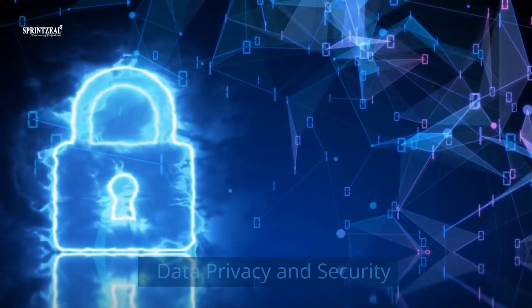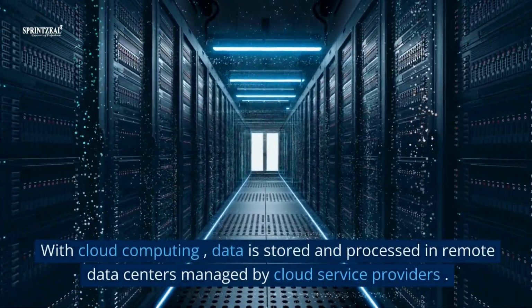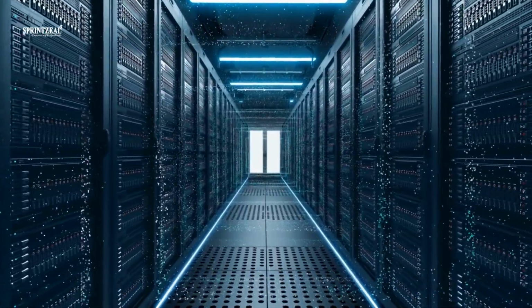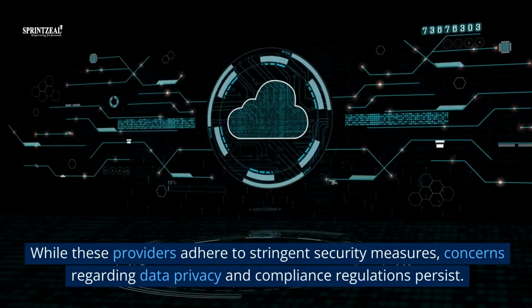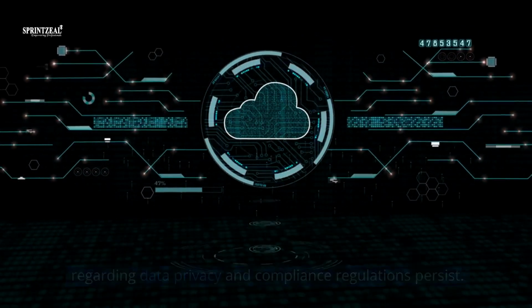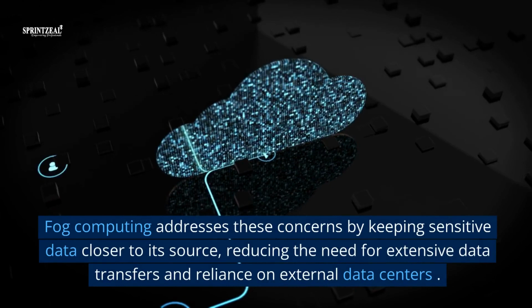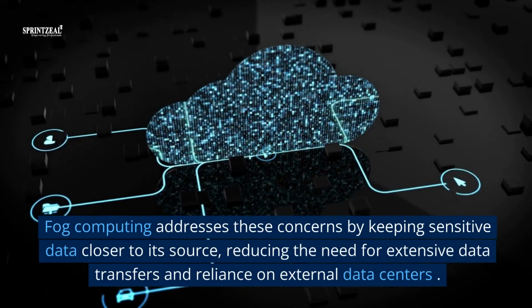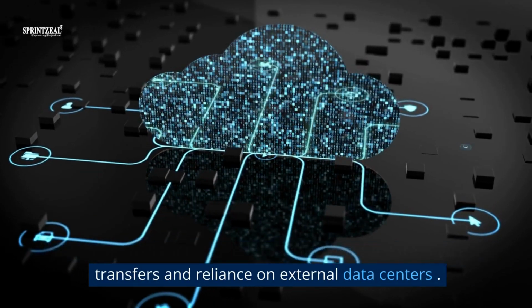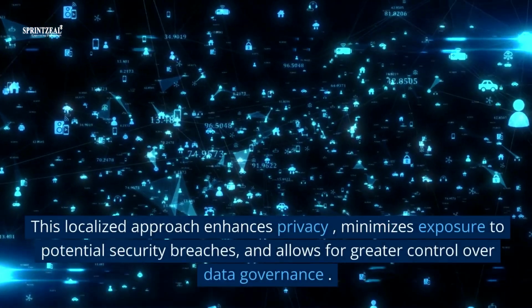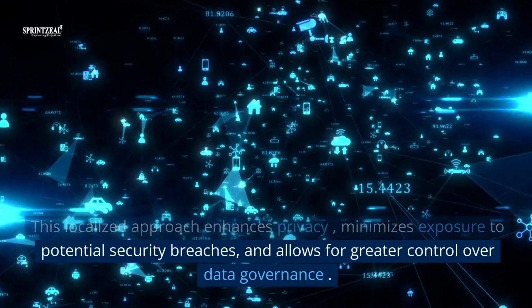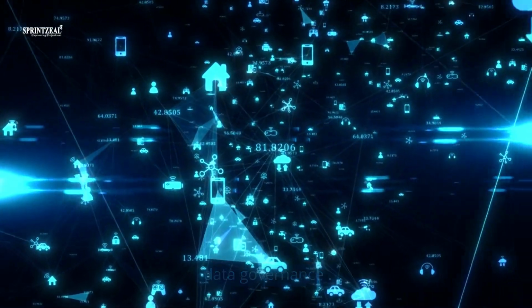Data privacy and security. With cloud computing, data is stored and processed in remote data centers managed by cloud service providers. While these providers adhere to stringent security measures, concerns regarding data privacy and compliance regulations persist. Fog computing addresses these concerns by keeping sensitive data closer to its source, reducing the need for extensive data transfers and reliance on external data centers. This localized approach enhances privacy, minimizes exposure to potential security breaches, and allows for greater control over data governance.